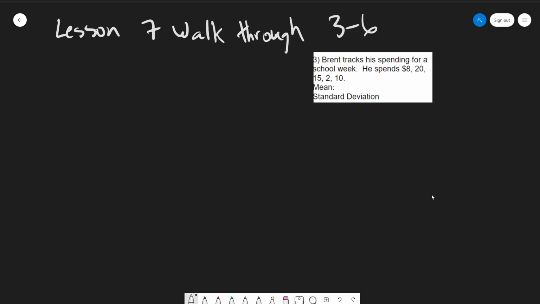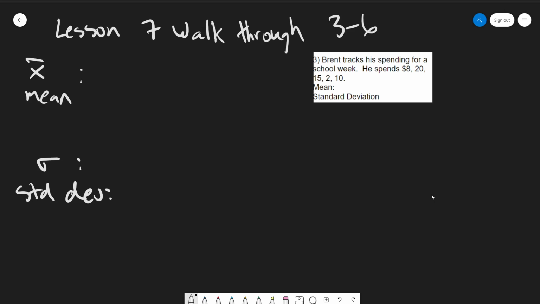Alright, this is going to be my lesson 7 3 through 6 walkthrough. It's going to just be going over how to get that mean and standard deviation, and then 7 through 10 will be more applications. So I had mean and standard deviation. I have mean and standard deviation there because we're always going to need our mean to find our standard deviation. So we'll always calculate our mean first if we do not have it already.